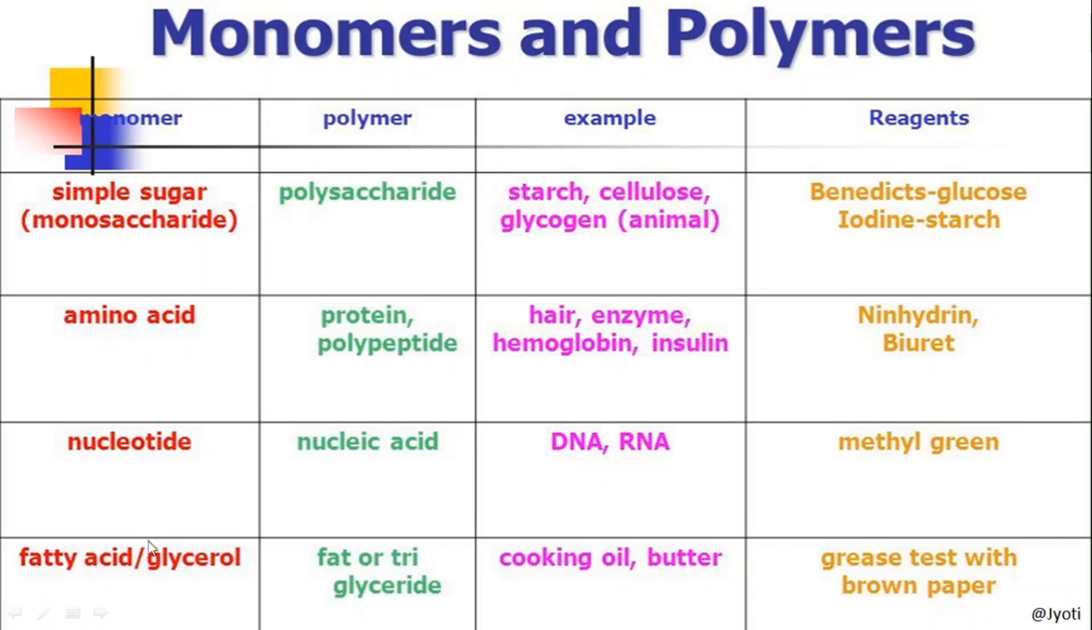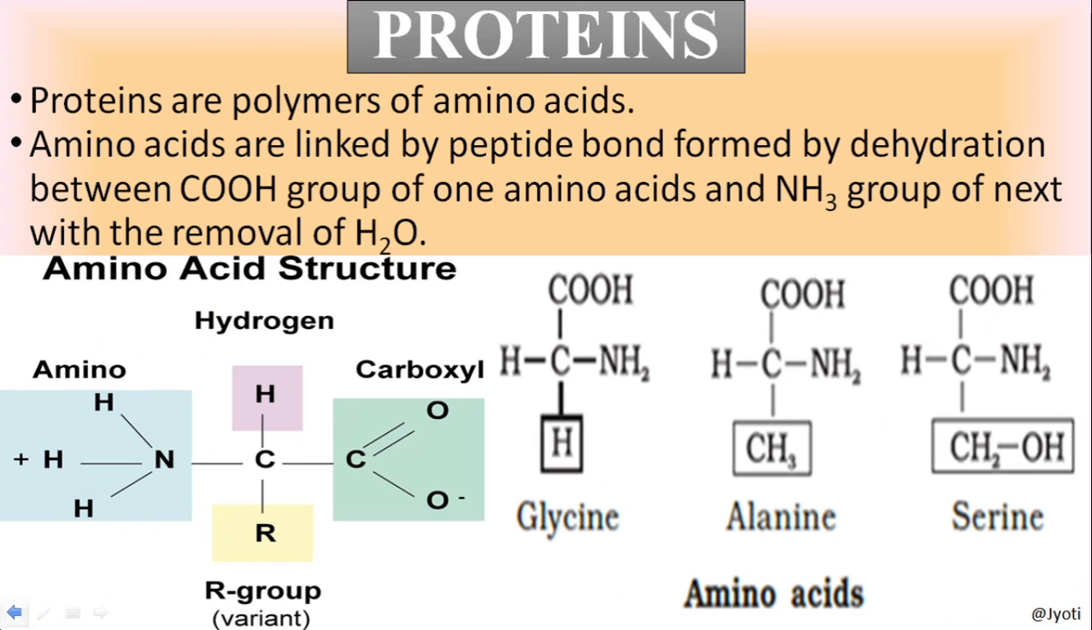Then fatty acid and glycerol are the monomers. So why I told you except lipid, because in lipid you find two monomers. They are combined together, and the fatty acid may vary. So they are the monomers which form the fat or the triglycerides, and they are present in cooking oil, butter, etc., and they can be identified by using the grease test with brown paper. So this table is very important, children, to know the monomers for the polymers along with their examples.